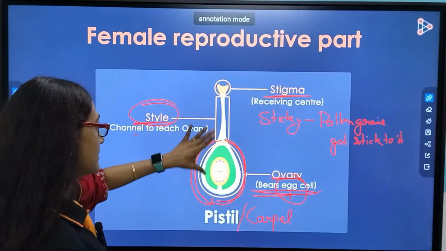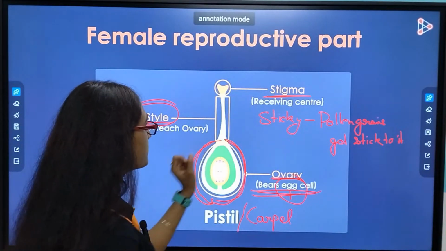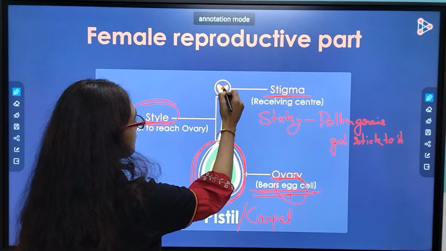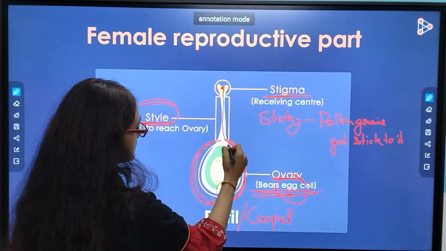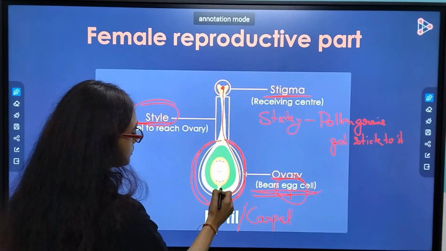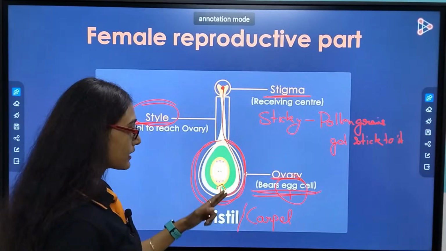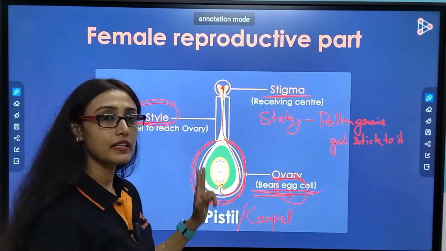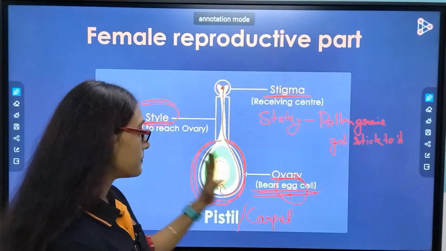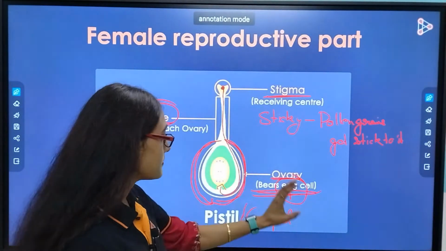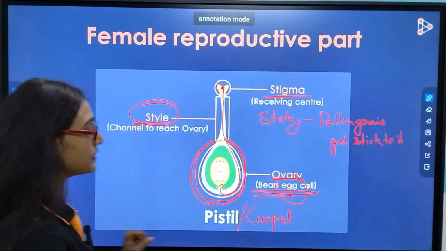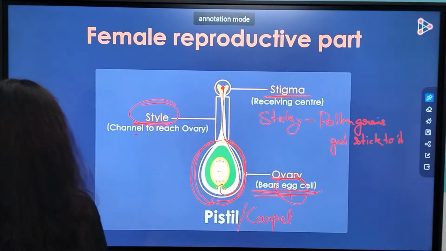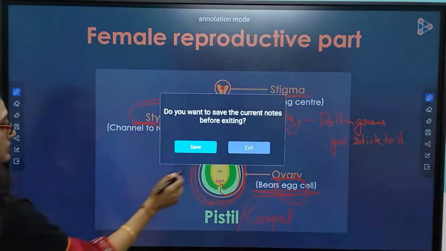That is why style. And why is style being formed? So that the pollen grains from here can travel and come to the egg cell. And ovary bears what? Egg cell. Animal or plants, every organism has egg cell within the ovary. Okay, now let's proceed.